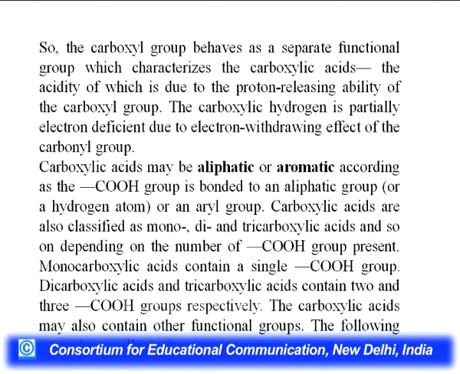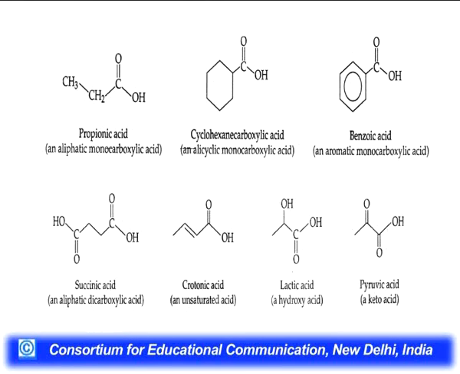The carboxylic acids are also classified as mono, di or tricarboxylic acids depending upon the number of carboxyl groups attached to the other group. Dicarboxylic acids and tricarboxylic acids contain 2 and 3 carboxyl groups respectively, and the carboxylic acid may also contain other functional groups. You can see the examples.